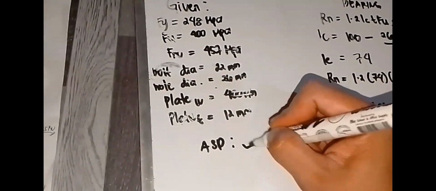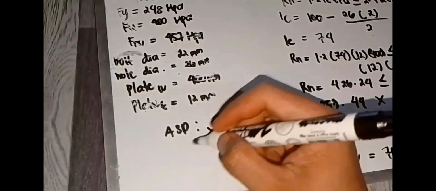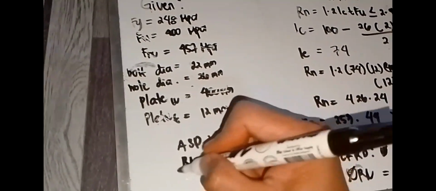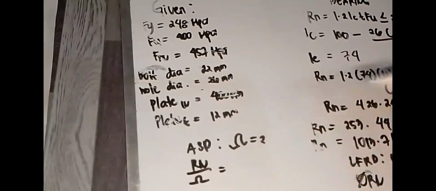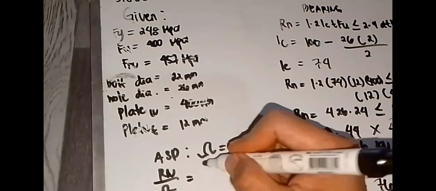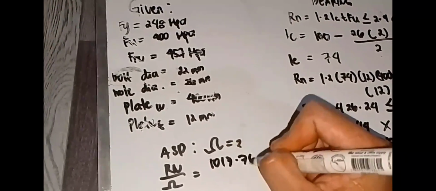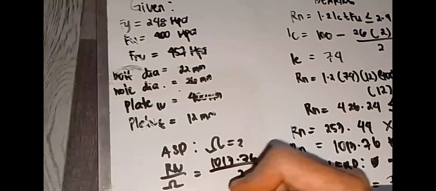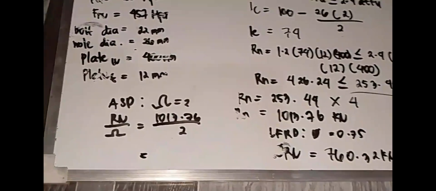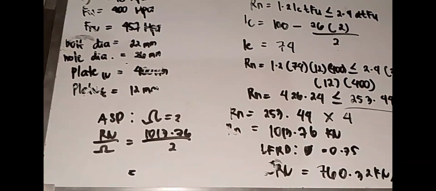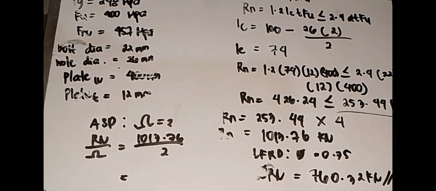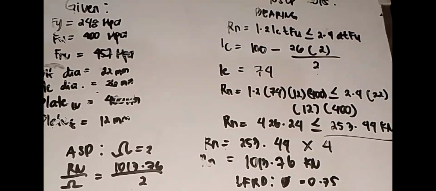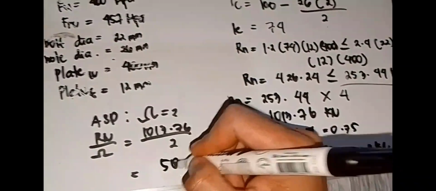So in ASD, the omega is equals to 2. So Rn over omega, 1013.76 over 2. So we can get 506.88 kilo Newton.